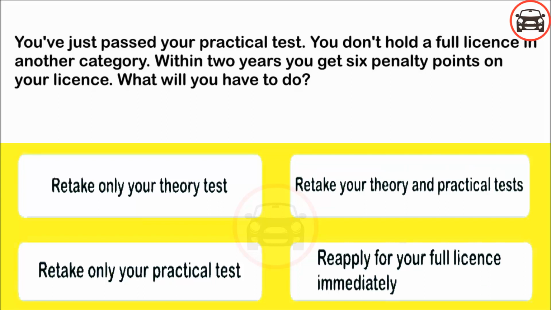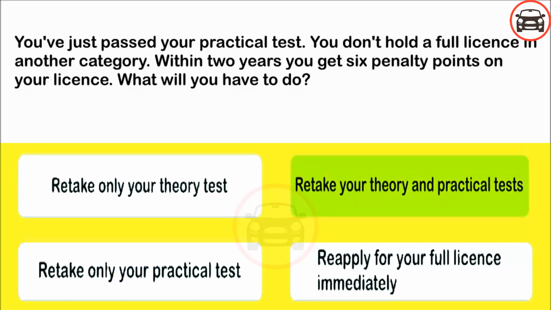You've just passed your practical test. You don't hold a full licence in another category. Within 2 years, you get 6 penalty points on your licence. What will you have to do? Retake only your theory test. Retake your theory and practical tests. Retake only your practical test. Reapply for your full licence immediately. Retake your theory and practical tests.